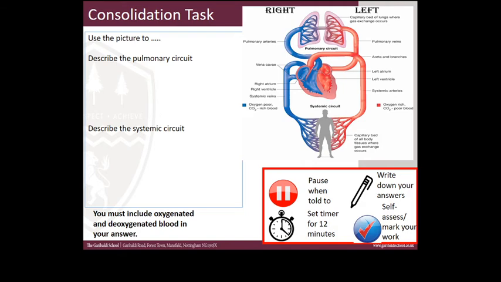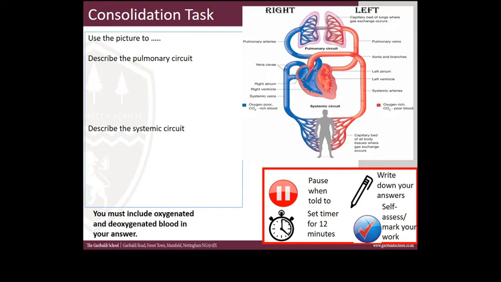What I would like you to do now is, if you go to your Word document, you will find a sheet on there that will allow you to type on it, so you can send it back to me. I would like you to use the picture to describe the pulmonary circuit, and describe the systemic circuit. You must include oxygenated and deoxygenated blood in your answer. If you look at your team's sheet, I have given you sentence starters to help you out. So hopefully that will give you an idea.